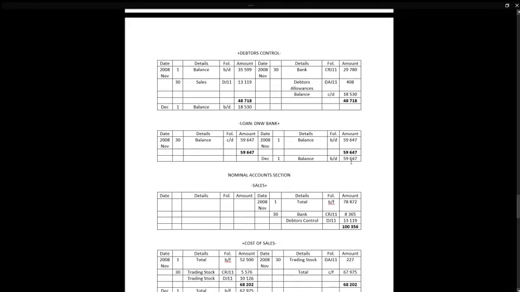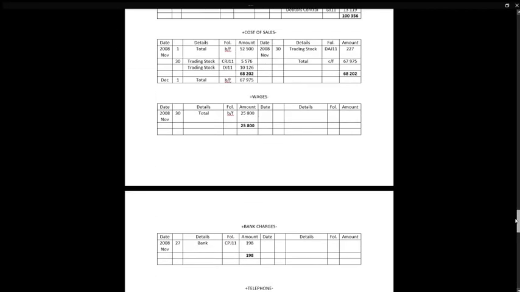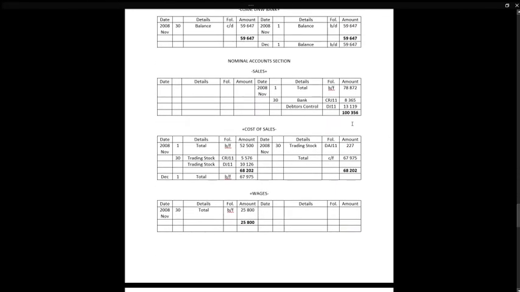Next one will be my loan account. Let's go and get that balance. Loan account, credit side 59,647. Credit side. Right, so loan from DNW Bank with a credit, remember balance sheet section, and then with a credit balance of 59,647. Right, nominal account section. Sales will be first. Sales has a credit balance of 100,356. Sales, nominal account section, and credit balance of 100,356. That one's done correctly.